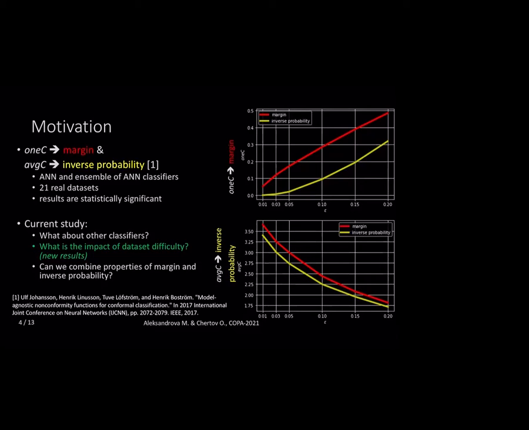The questions that we are interested in are the following. Will the same relationship be observed for other classifiers, for other classification models? What would be the impact of the data set difficulty on the efficiency of conformal classifiers? And finally, of course, it sounds very tempting to try to combine the properties of margin and inverse probability. It is to try to build a conformal classifier that would both maximize 1C and minimize the average C. So this is what we try to tackle in the third question.